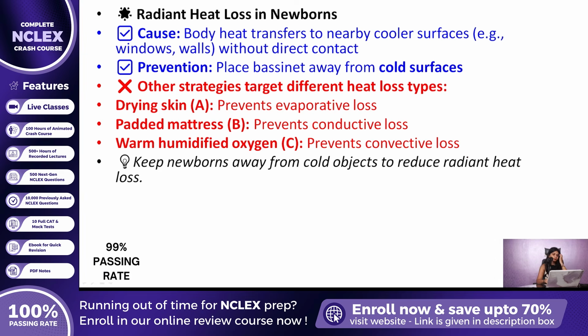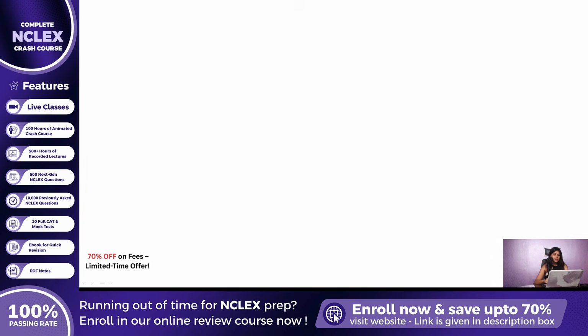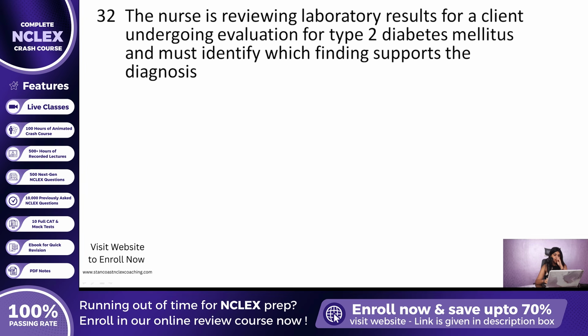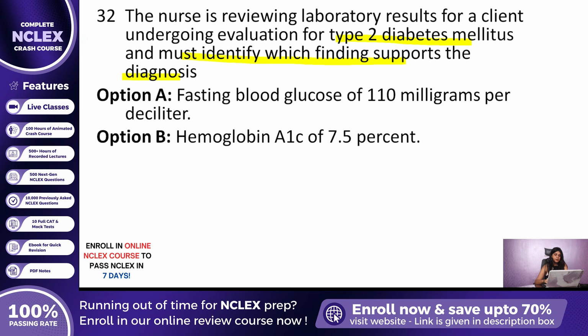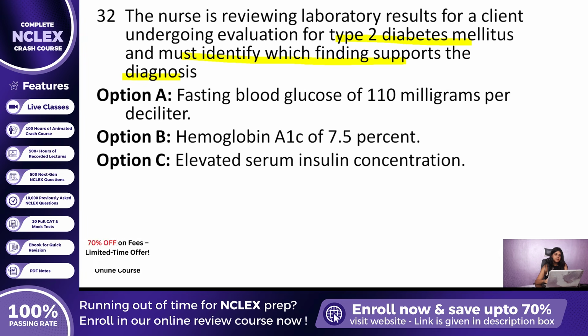Question 32. Now let us shift to a diagnostic scenario involving diabetes. The nurse is reviewing laboratory results for a client undergoing evaluation for type 2 diabetes mellitus and must identify which finding supports the diagnosis. The options are option A, fasting blood glucose of 110 milligrams per deciliter. Option B, hemoglobin A1C of 7.5%. Option C, elevated serum insulin concentration. Option D, positive urine ketones.